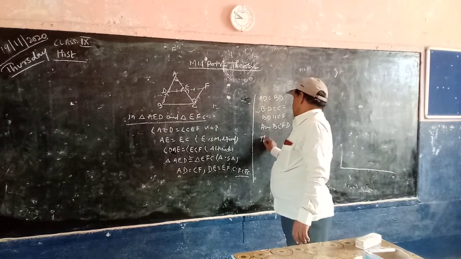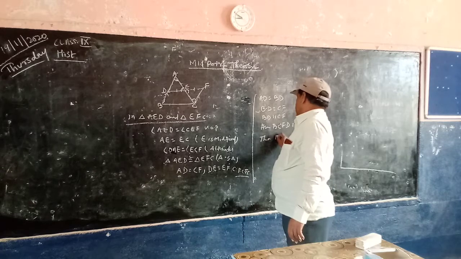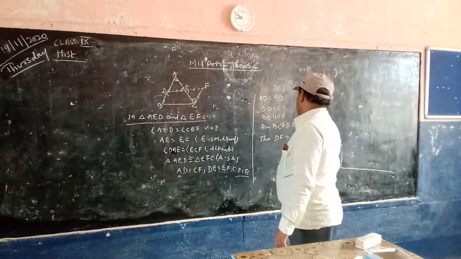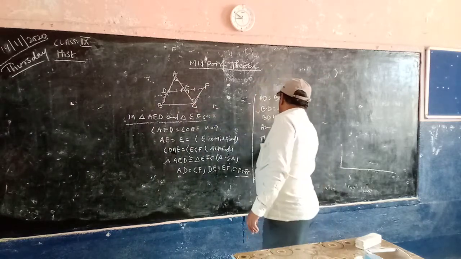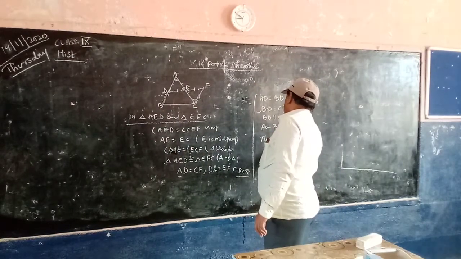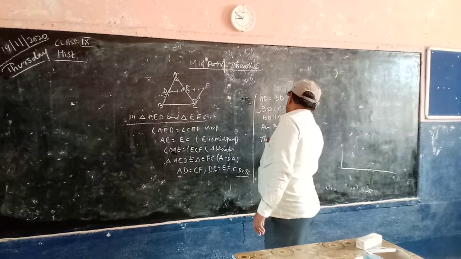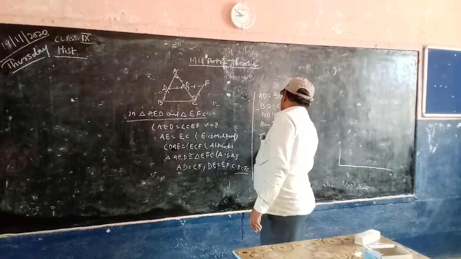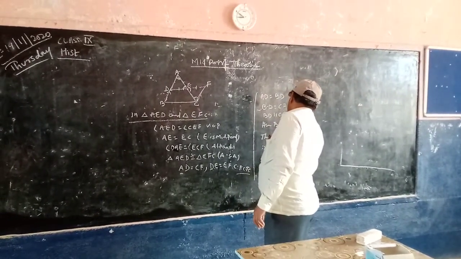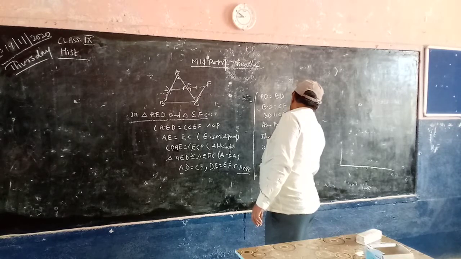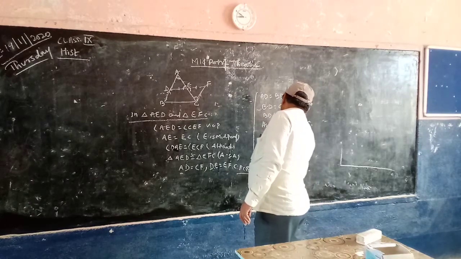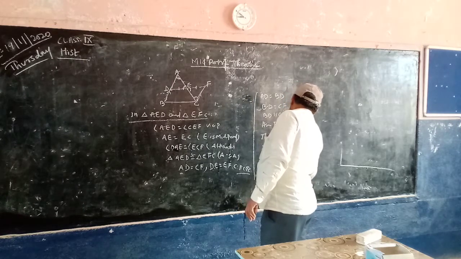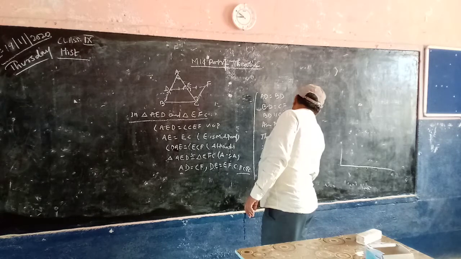Then DF equal to BC. In DF, DE plus EF equal to BC. Here twice DE equal to BC. So DE equal to half BC.